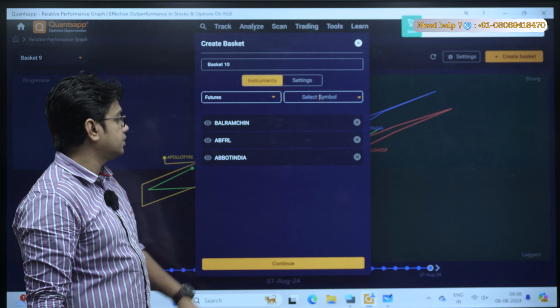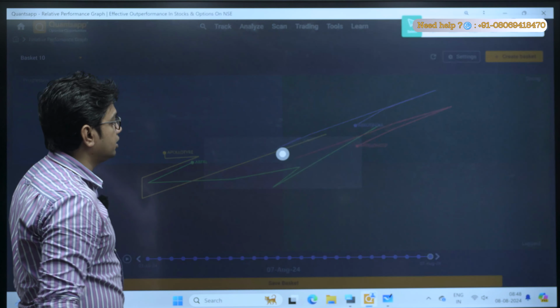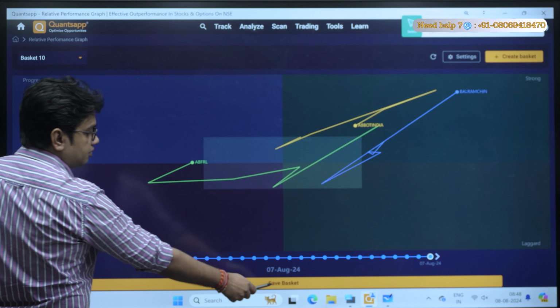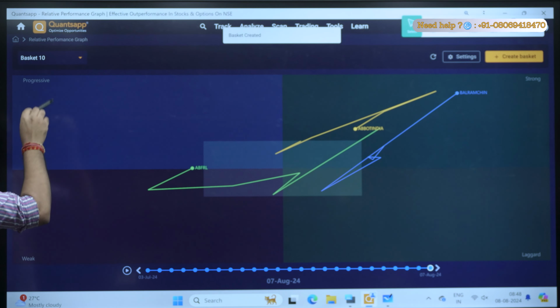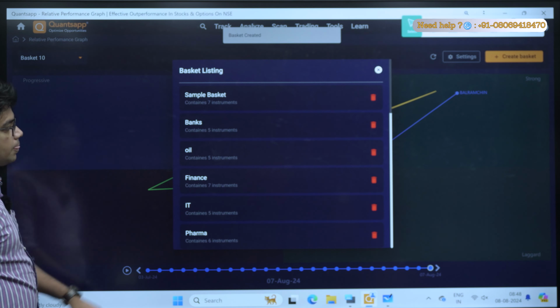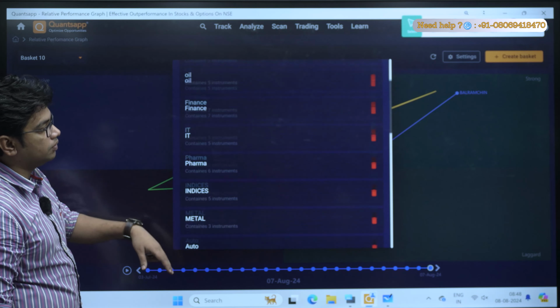Okay, this one. Now, if I continue, the basket will save. So I will click here, save basket. The basket will be saved. Now, whichever basket I am creating, it will be over here.